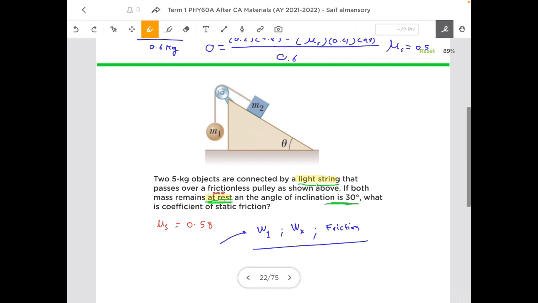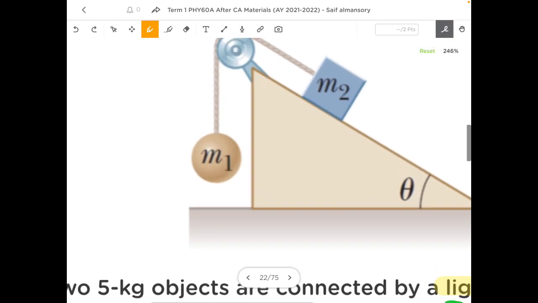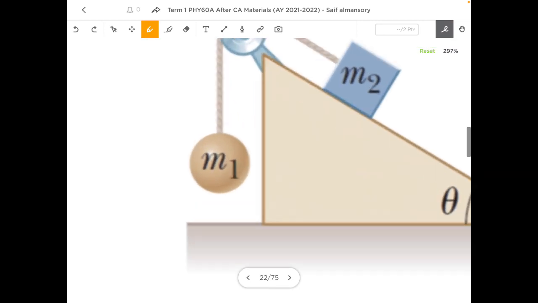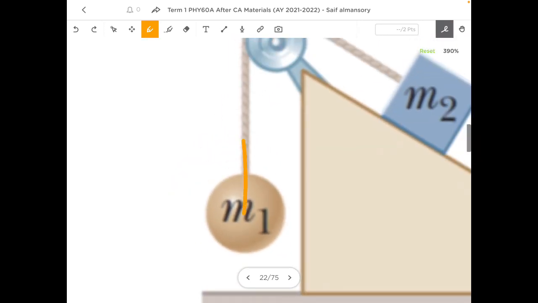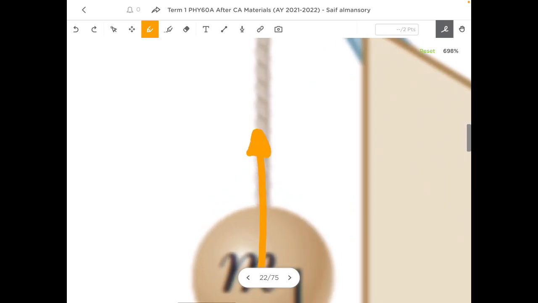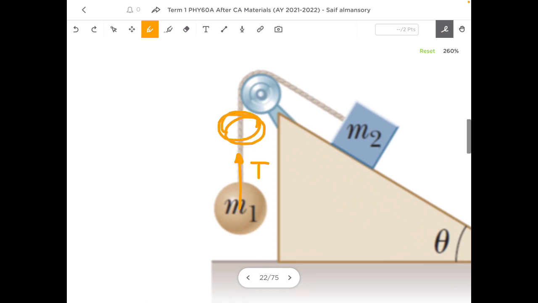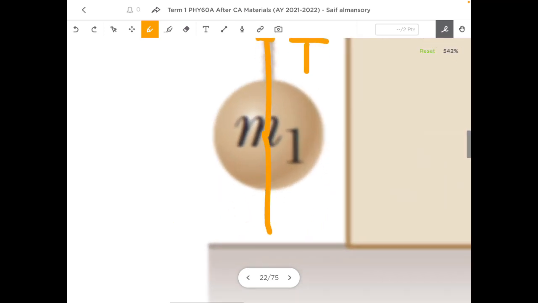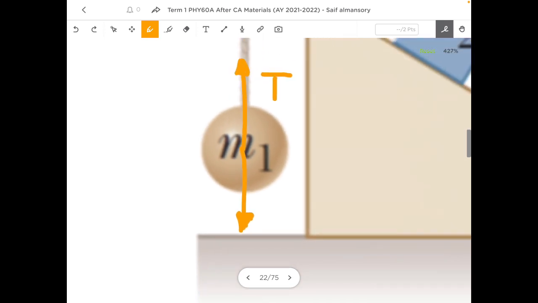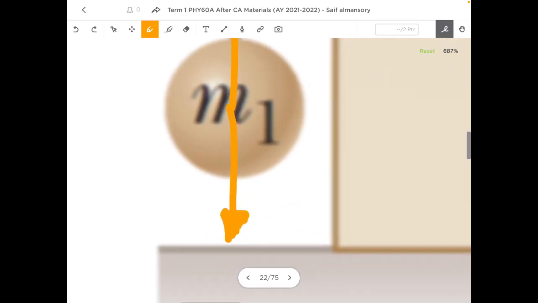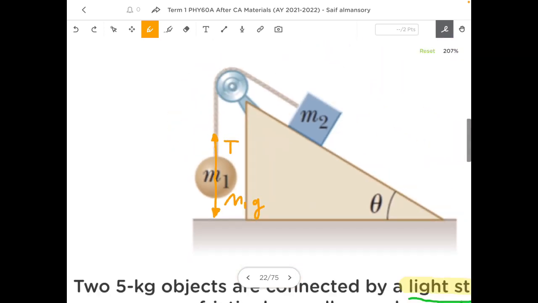But before answering the question, let's draw the free body diagram for both masses. For M1, there is the force of tension, because there is a string here, and here is the mg for the ball. Don't forget to label the masses. So here it will be m1g, in order to not be confused while writing the formula.